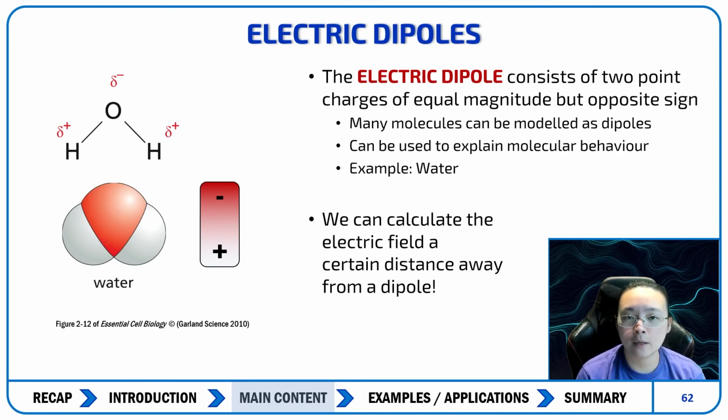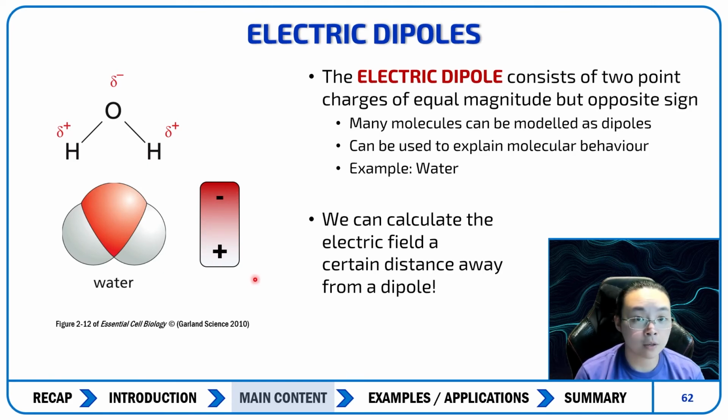So next, let's take a look at electric dipoles. The electric dipole will consist of two charges of equal magnitude but opposite signs. A good example is water. You have a positive area where the hydrogens are and a negatively charged area where the oxygen is. We can represent that using a little bar with a negative and positive end.